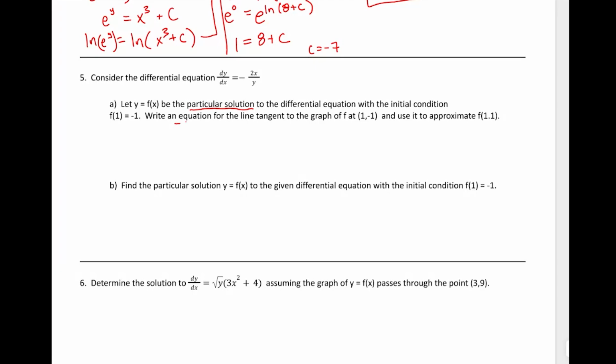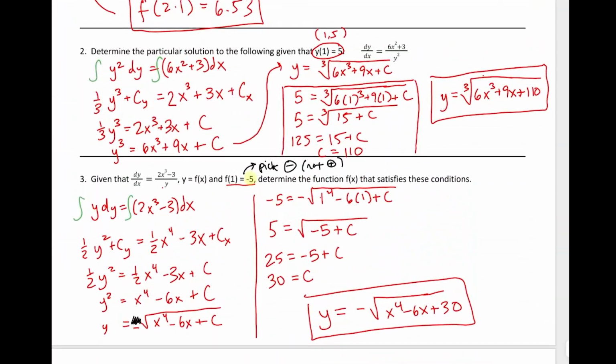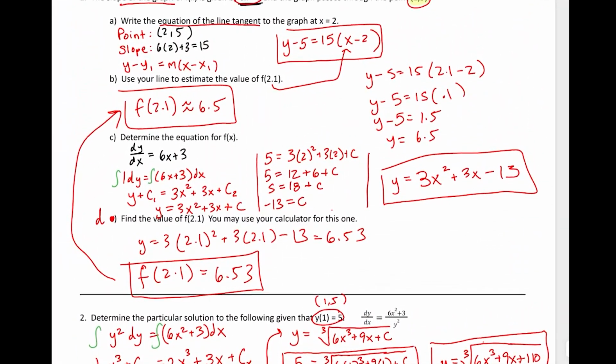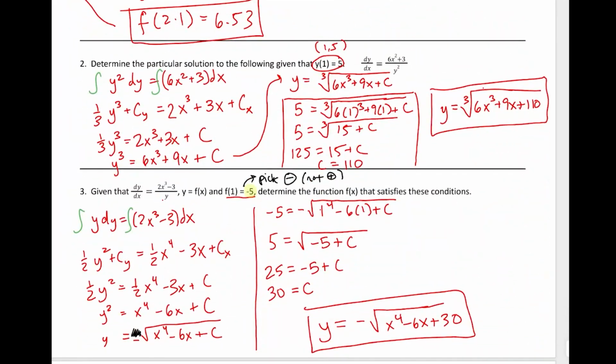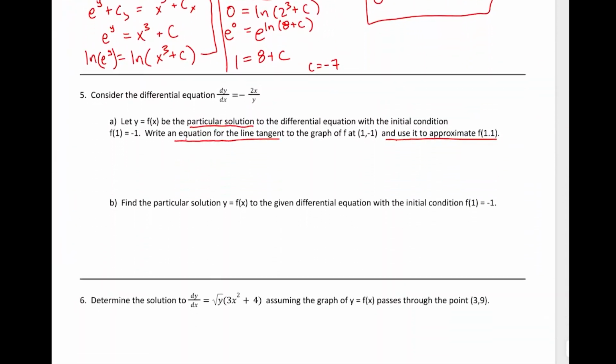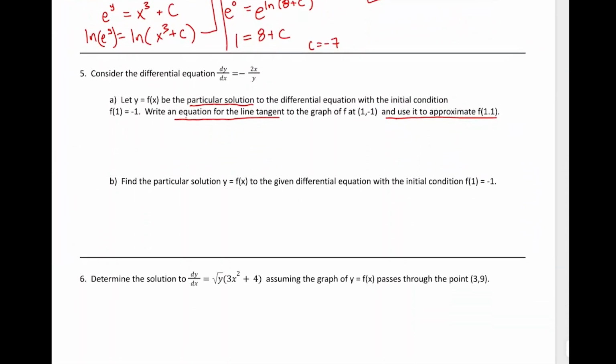Part A wants us to write an equation for the line tangent to the graph at (1, -1), and use it to approximate f of 1.1. So this is going to be solved similar to how we did number 1, although part A and part B are basically combined into a part A here. So the point that we're going to use is (1, -1).